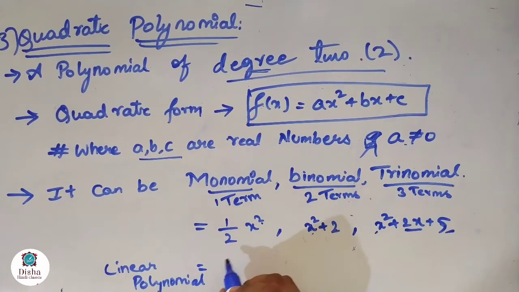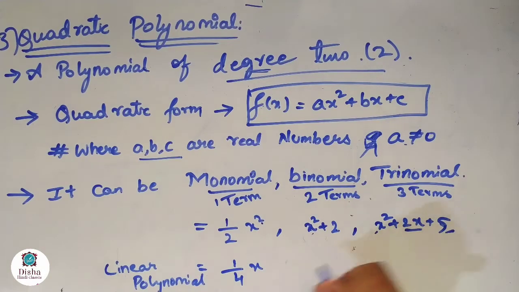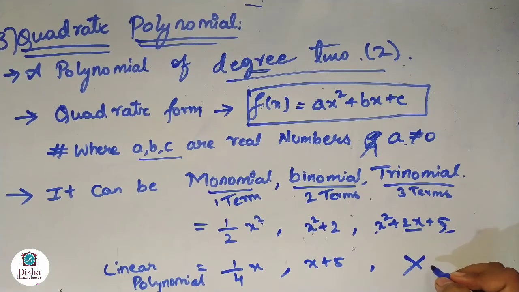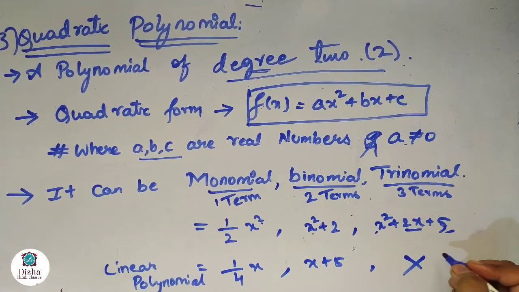It can be monomial. How? So 1 by 4 x, right? It can be binomial, x plus 5, but it can't be trinomial. Linear polynomial can't be trinomial. It can just be a monomial and binomial. It can have one term and two terms, but it can't have three terms.